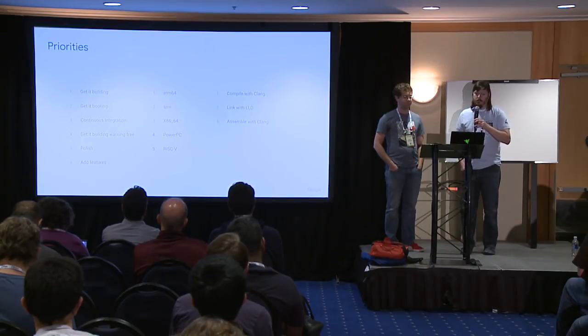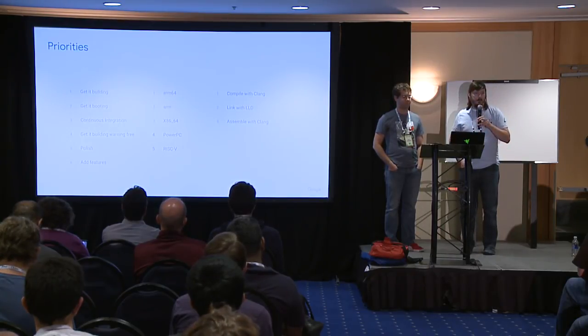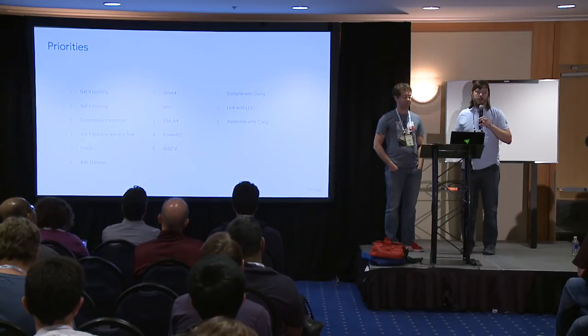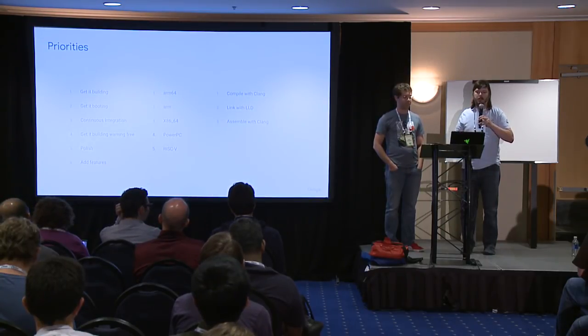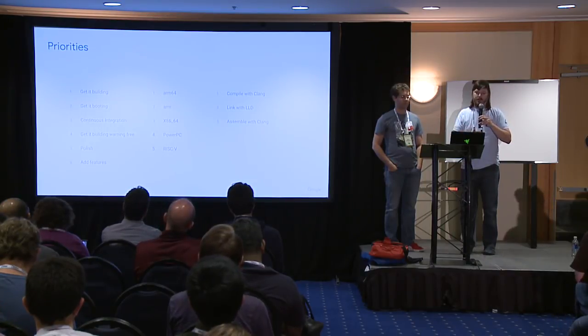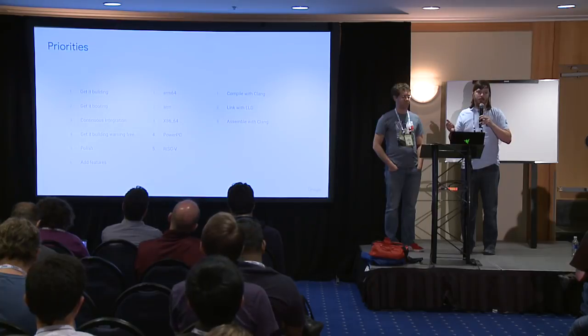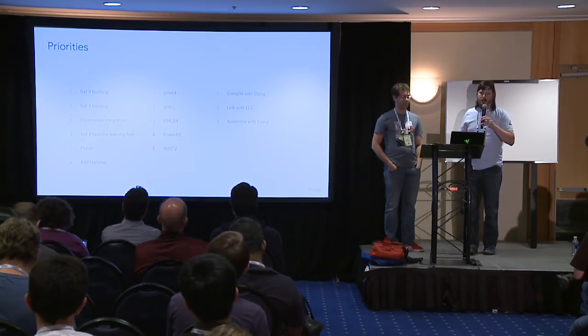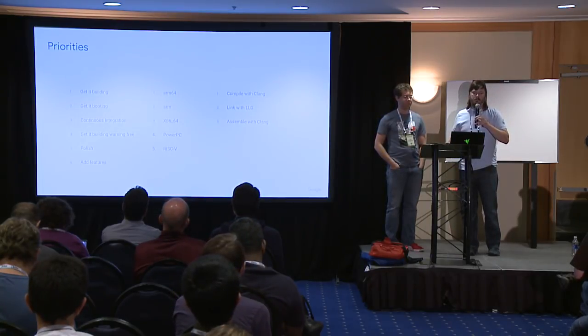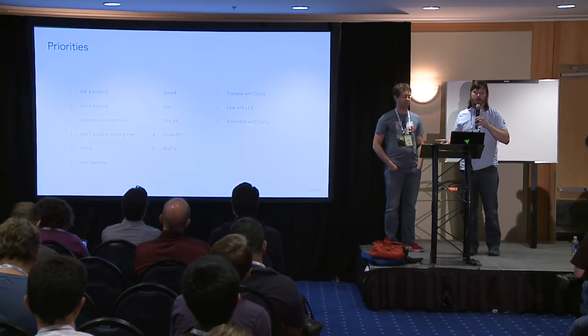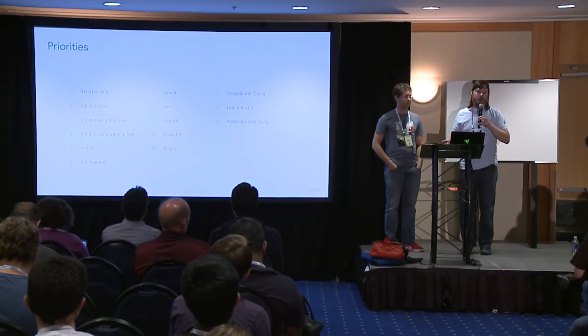So the priorities we've been looking at for getting the Linux kernel running with LLVM, there's basically three different categories: what step it's at, what architectures we're looking at, and what actual tools we're deploying. So we've gotten to the point where it's building, it's booting, and it's actually shipping on some architectures on some devices in production. We recognize a lot of people want more than that.